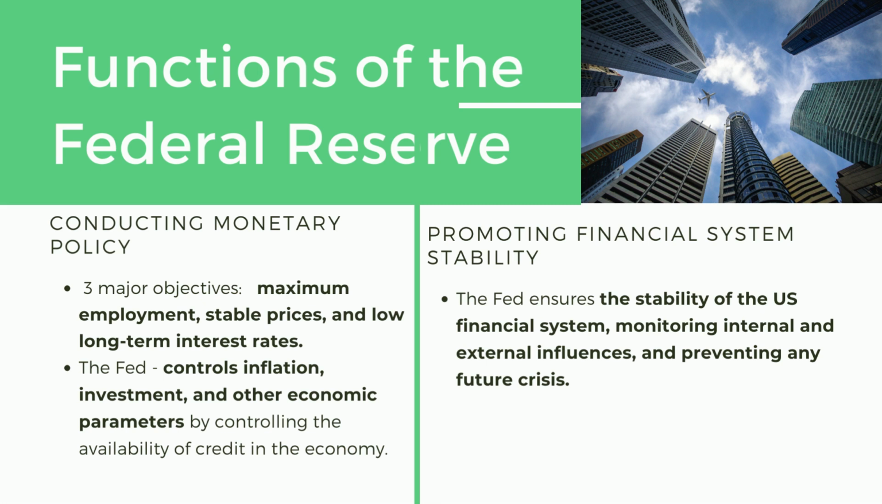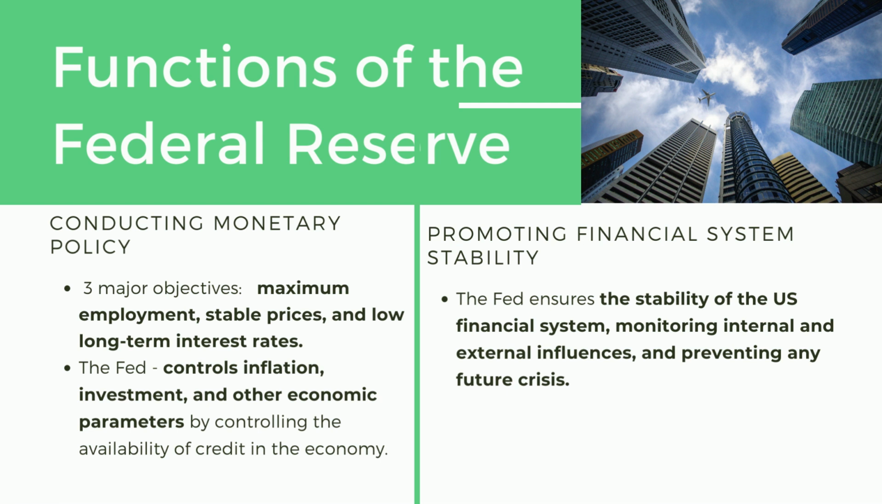What are the functions of the Federal Reserve? The Federal Reserve is the central bank of the United States and thus is responsible for maintaining the overall stability of the country's economy. The first function is conducting monetary policy. The Federal Reserve, through its monetary policy, strives to achieve three major objectives laid down by Congress: maximum employment, stable prices, and low long-term interest rates. The Federal Reserve controls inflation, investments, and other economic parameters by controlling the availability of credit in the economy.